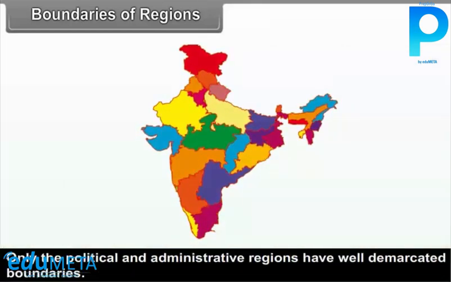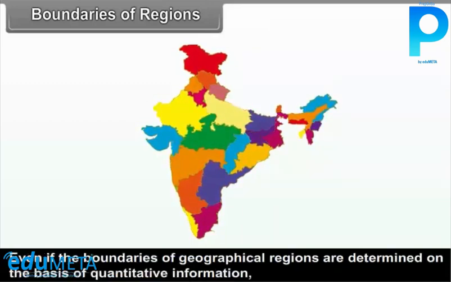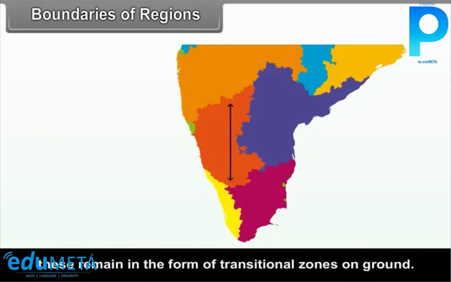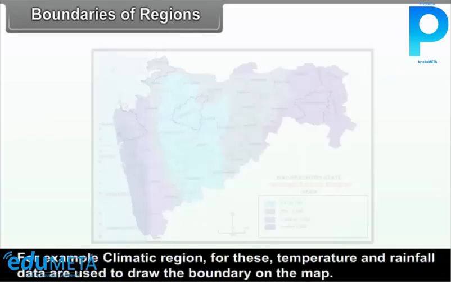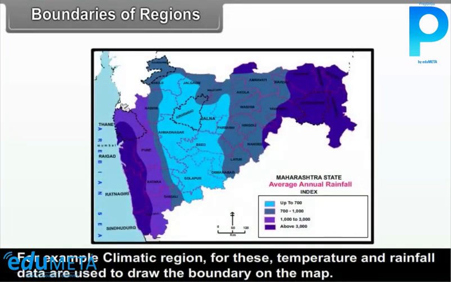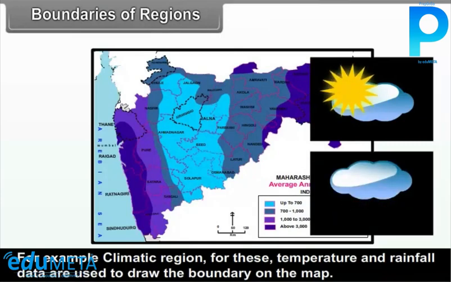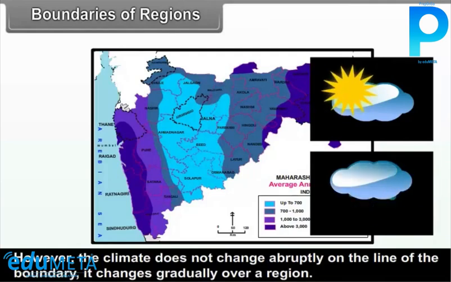Only the political and administrative regions have well demarcated boundaries. Even if the boundaries of geographical regions are determined on the basis of quantitative information, these remain in the form of transitional zones on the ground. For example, climatic regions. For these, temperature and rainfall data are used to draw the boundary on the map. However, the climate does not change abruptly on the line of the boundary. It changes gradually over a region.